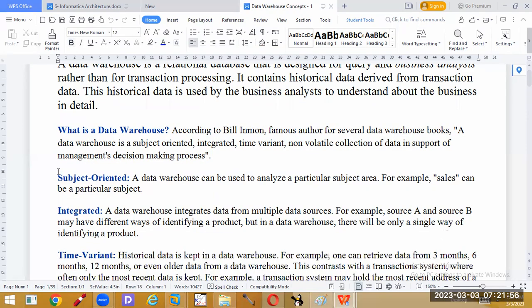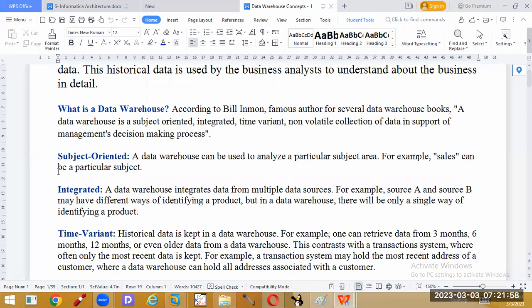Next, what is a data warehouse in the market? There are two persons who invented this concept. One is Bill Inmon, a famous author who has written several data warehouse books. As per him, a data warehouse is subject oriented. What is subject oriented? Subject oriented means you know the purpose, actually. If there are multiple industries in the market, right?